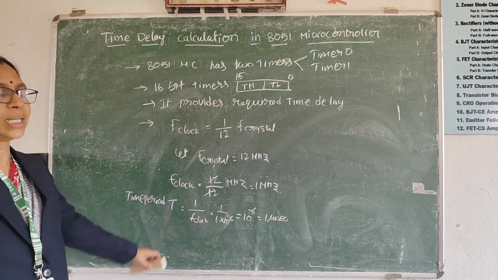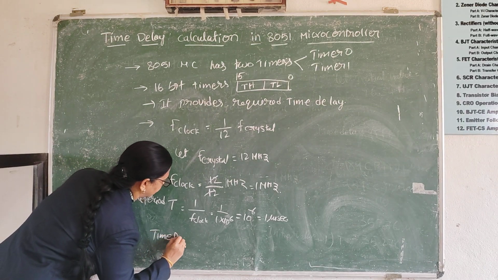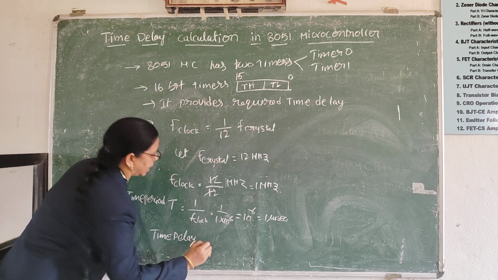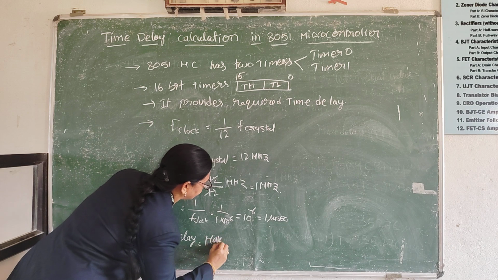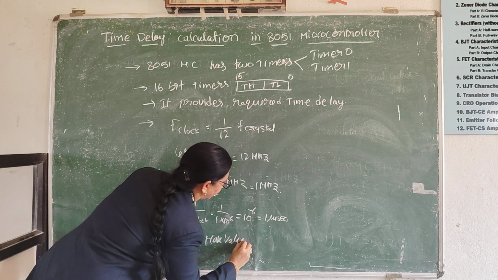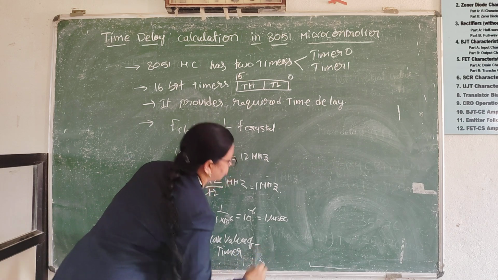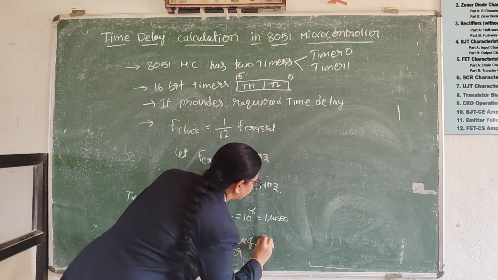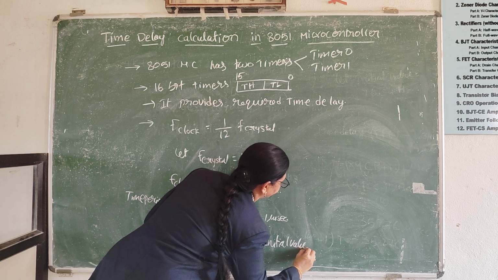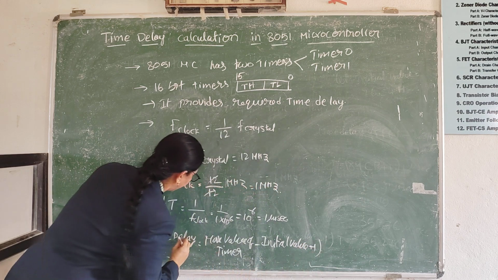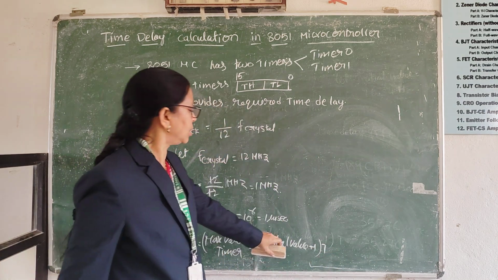Now we have to calculate the time delay. There is an equation: time delay is equal to the maximum value of the timer minus the initial value, plus 1, into the time period.